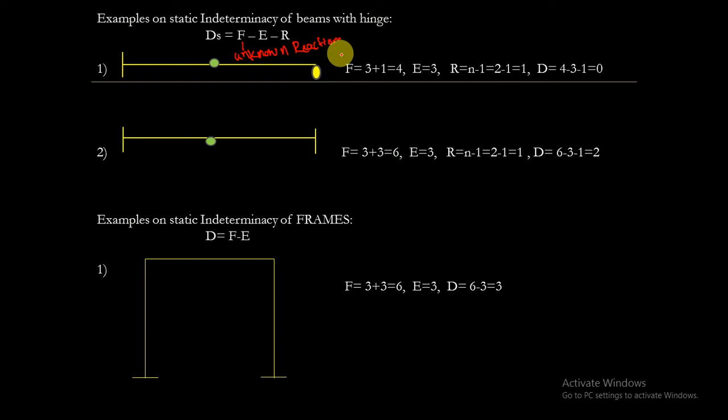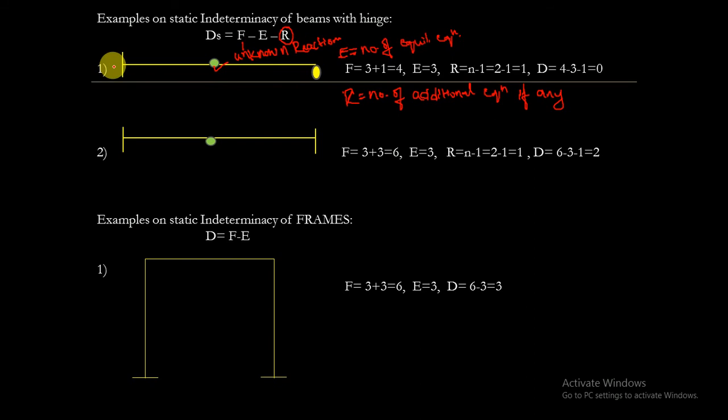E is number of equilibrium equations. And R is nothing but number of additional equations, if any. R comes into picture when a hinge is given. So let us see the static indeterminacy of this beam.